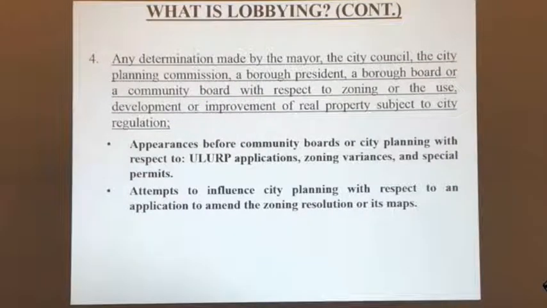So any appearances before, for example, community boards or the city planning commission with respect to ULURP applications or any zoning variances or special permits would all be examples of attempts to influence which are captured by number 4 and are required to be reported. Also, any attempts to amend the zoning resolution or the city's zoning maps would be an example of number 4.